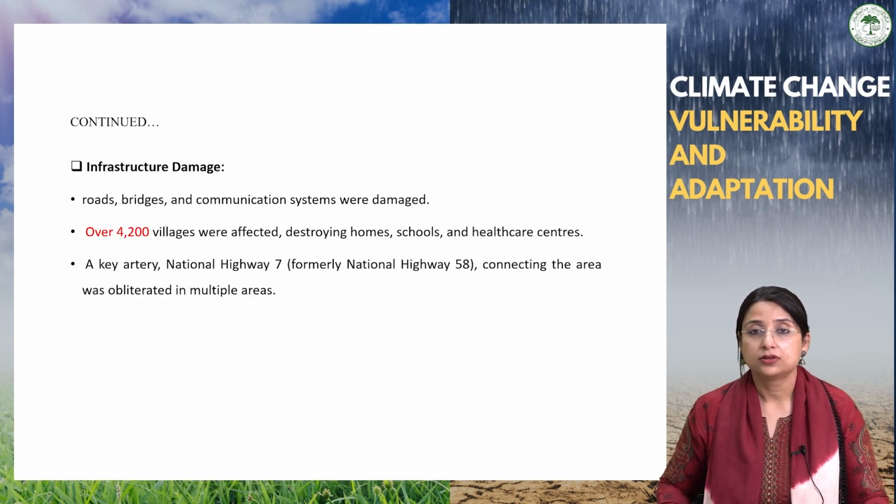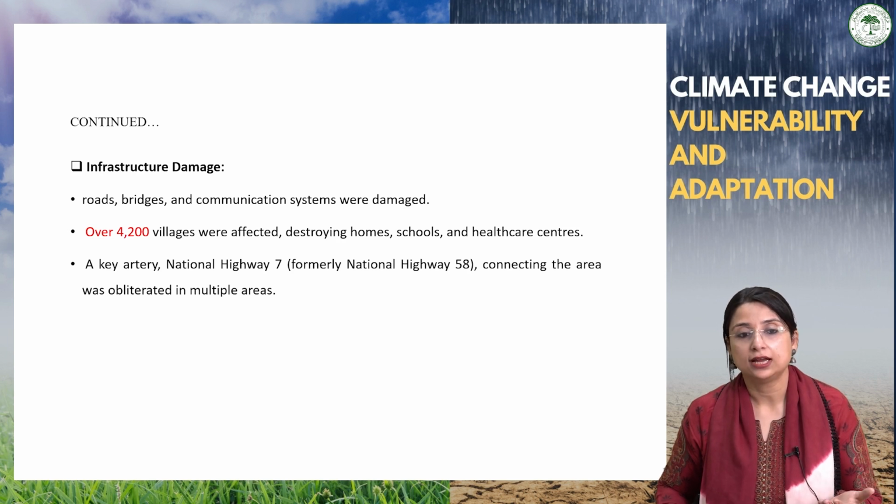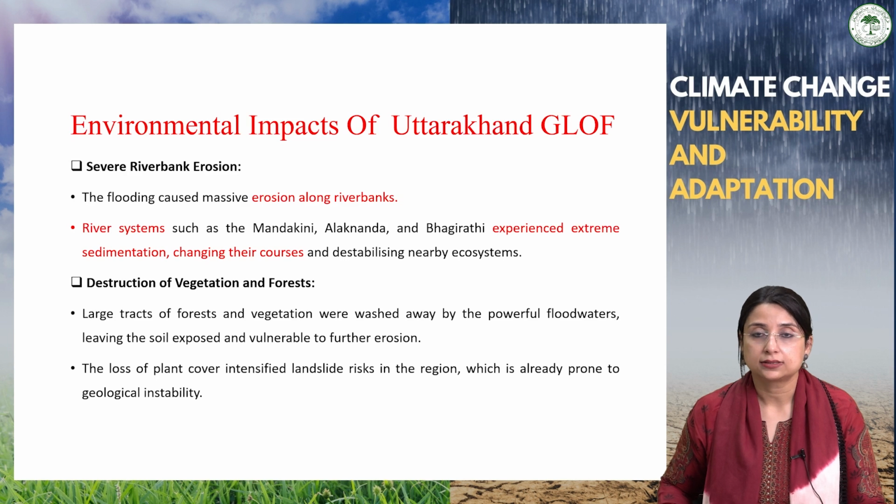There was several infrastructure damage regarding the healthcare centers. It destroyed homes, schools, several villages, etc. Even it destroyed a key artery, National Highway 7, which is now regarded as the formerly National Highway 58, that was also obliterated in multiple areas.